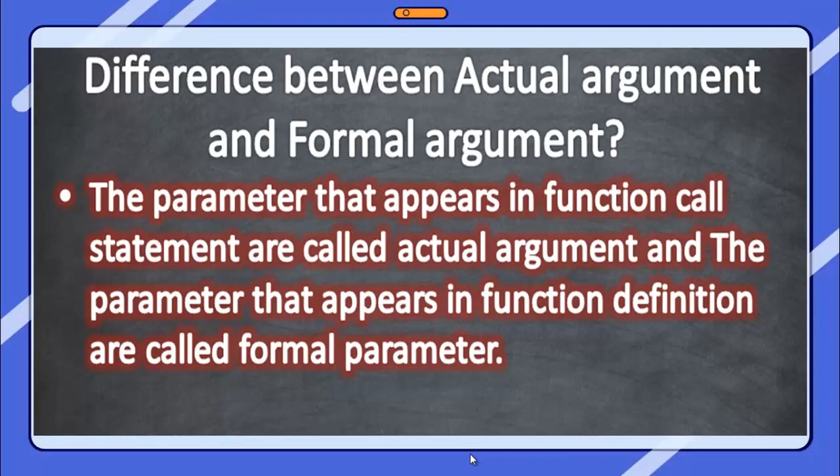Difference between actual and formal parameters. The parameters that appear in the function call statements are called actual arguments, and the parameters that appear in the function definitions are called formal parameters.